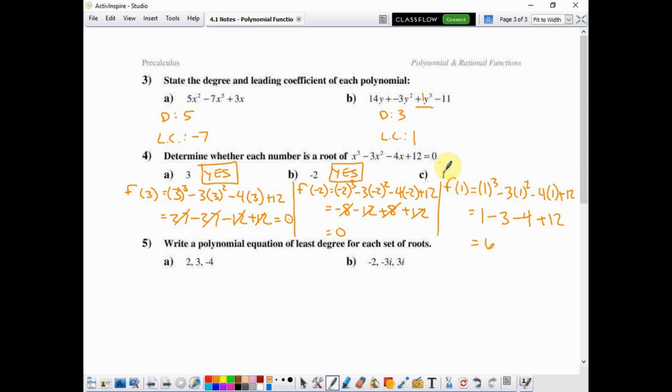So the point 1, 6 is not a root. It's not an x-intercept. When x is 1, y is 6, not 0. So I would say no, 1 is not a root of the equation.